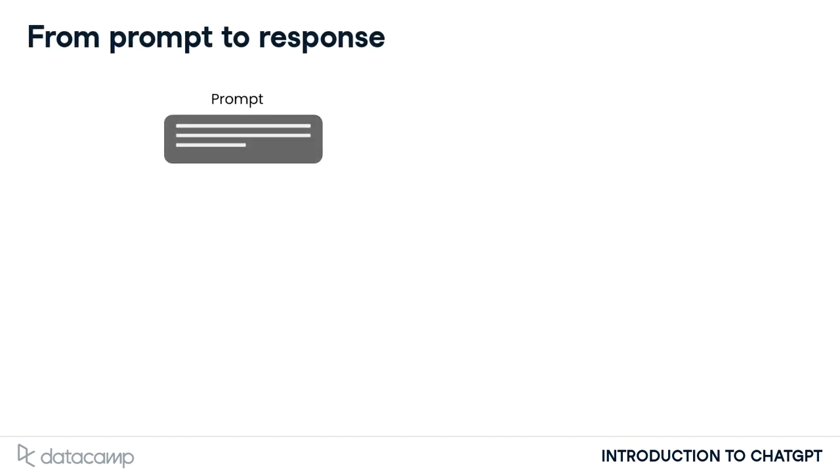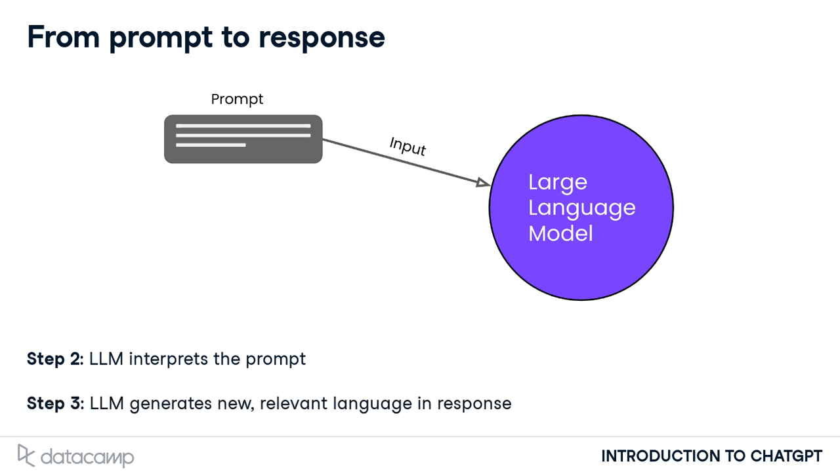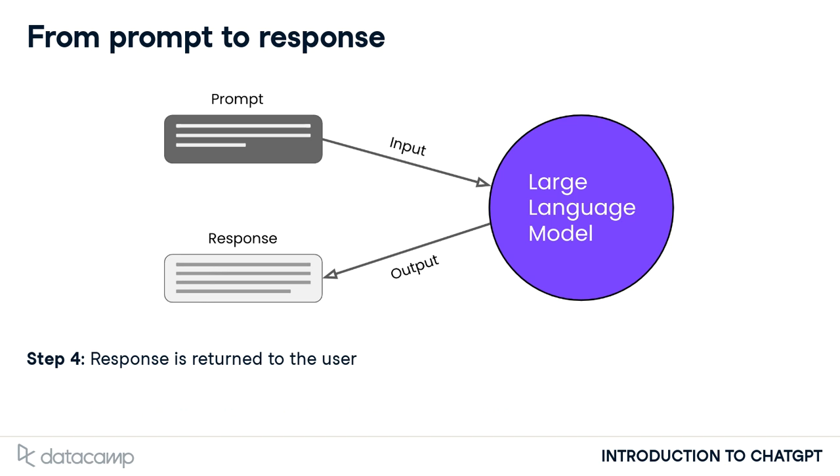This is how ChatGPT works. The user writes a question or instruction, which is more generally called a prompt. This prompt is passed as an input to a large language model, or LLM. LLMs use complex algorithms to determine patterns and structure in language. These patterns are then used to interpret the prompt and generate new relevant language in response to it. Finally, this generated text or response is returned to the user.